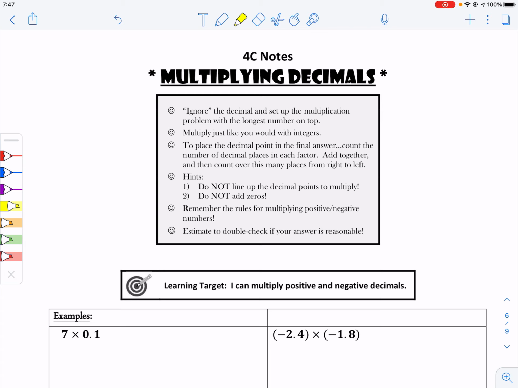Hey there, so today we're going to learn how to multiply decimals. Let's highlight our learning target here: I can multiply positive and negative decimals. You should already know how to multiply positive decimals, so we're just going to recap how to do that, and then we'll talk about how to decide if our answer is positive or negative, because in 7th grade your biggest difference is that I give you positive and negative decimals, so you have to decide the sign of your answer.